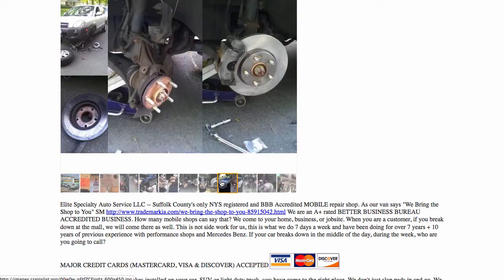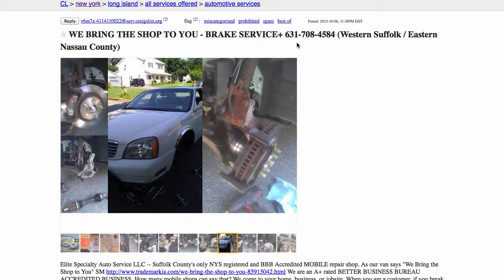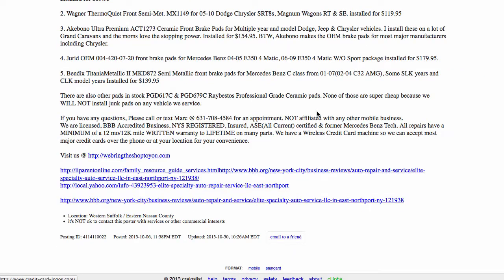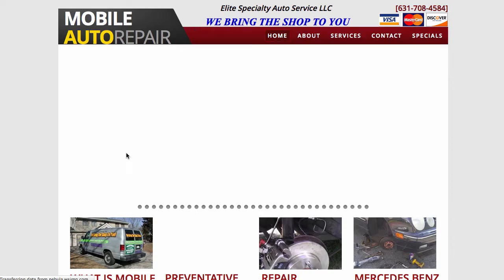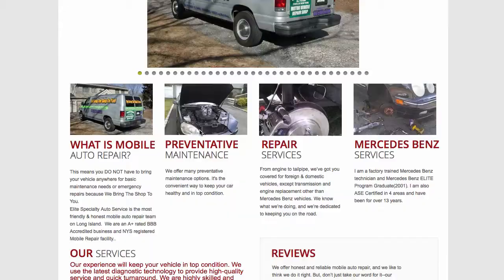Number of images. Phone number right in the headline. This is actually a really good ad. This is the type of ad that you would want to model after. See, visit us at. I don't have to remember the website. I can simply click here, and I'm on their website.